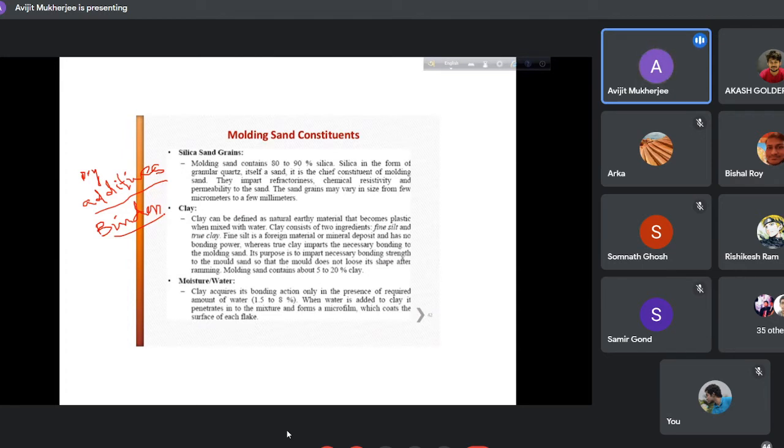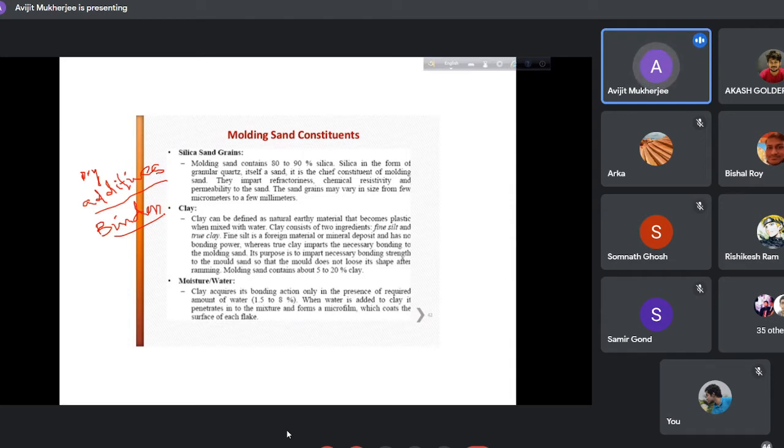So some qualities are desired. In naturally available sand, those qualities may not be there. But in industries, when artificial sands are used, then we may add some additives, chemicals other than sand, which will impart or enhance some qualities. Sometimes we may require very good surface finish of the product, glossy appearance.